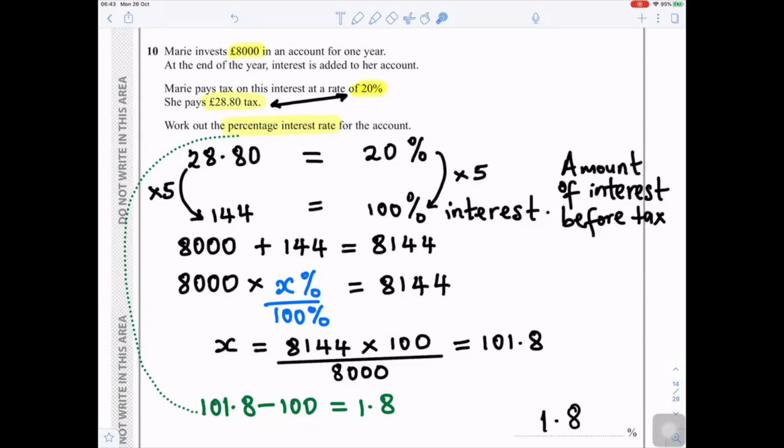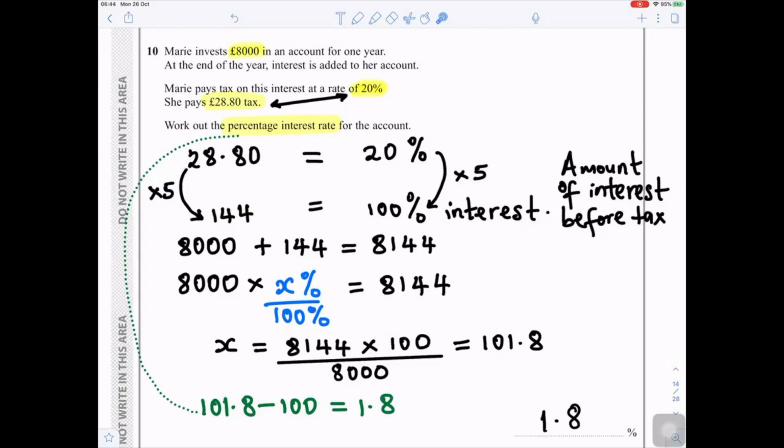So £28.80 represents 20%. We want to find what 100% represents. So we multiply 20% times 5. It gives us 100%. So we times the £28.80 by 5 to give us £144. So we have 100% is £144.